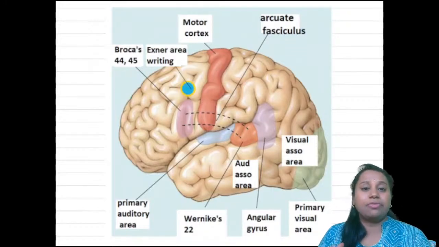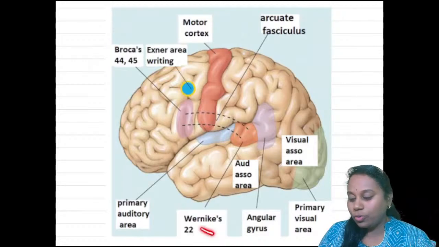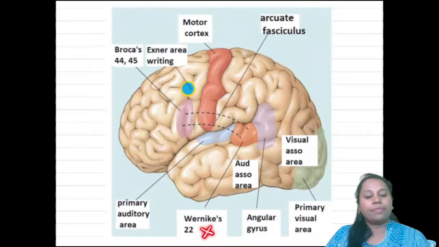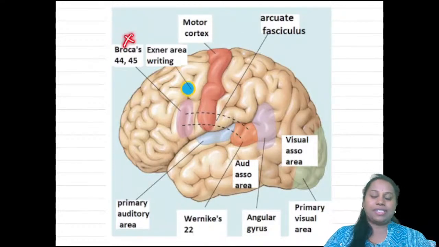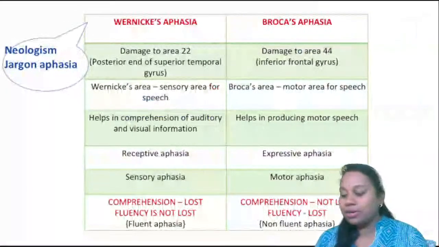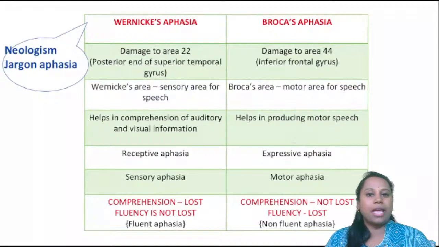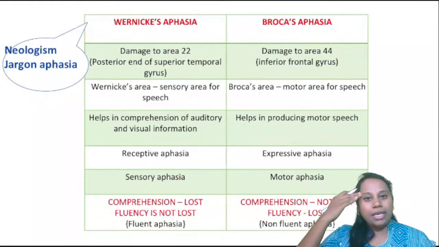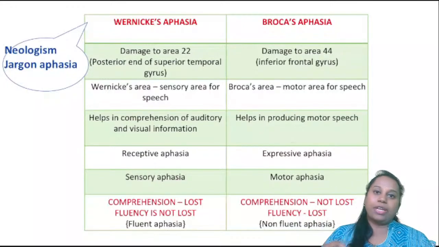Let's see the differences between Broca's and Wernicke's. Any damage to Wernicke's area results in Wernicke's aphasia, and any damage to Broca's area results in Broca's aphasia. What are the differences between Wernicke's aphasia and Broca's aphasia? First of all, what is aphasia? It's a language disorder, a speech disorder. If the patient has any damage to the language areas of the brain and therefore is not able to speak, this is called aphasia.